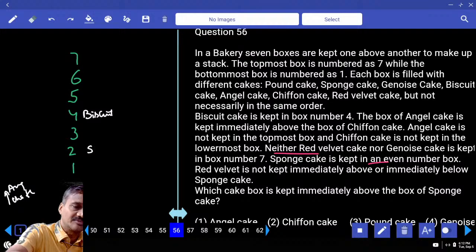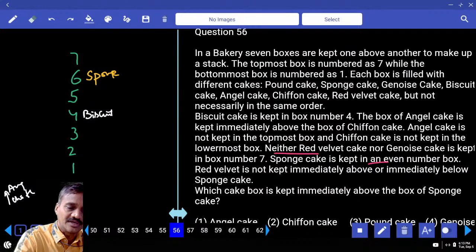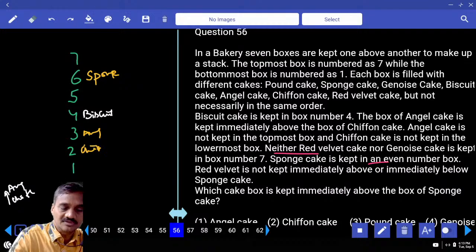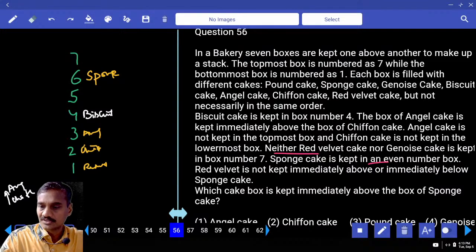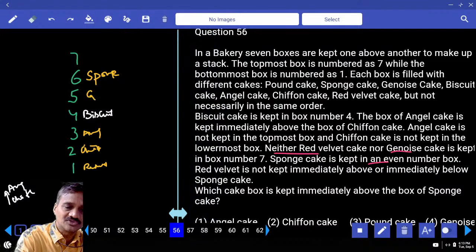If sponge cannot be here, where should the sponge be? Sponge must be on the 6th. Now if sponge is here, then angel and chiffon must be here, and red velvet must be at this place. And what is immediately above this one? Genesis is not kept at the top, so Genesis is here.